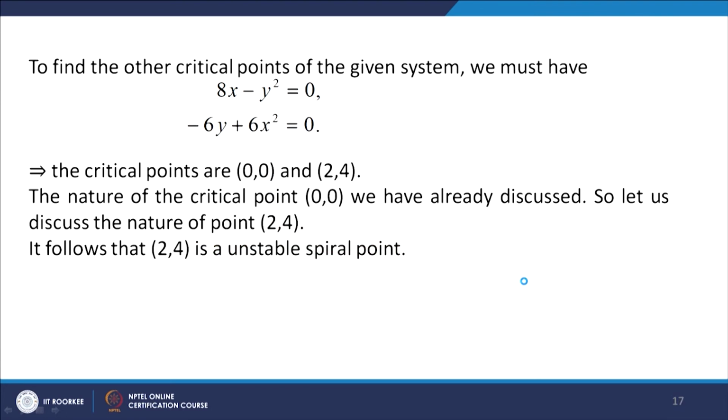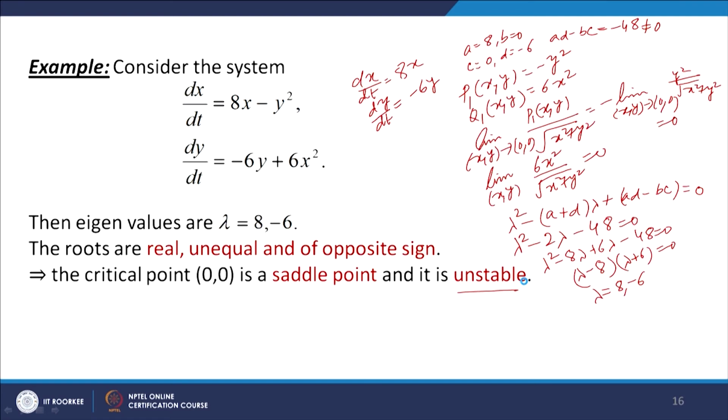Now, let us find another real critical point of this system. We have seen dx/dt equal to 8x minus y square, dy/dt equal to minus 6y plus 6x square. So, we have only considered the real critical point (0, 0), but it has other real critical points also. Let us find those other real critical points and see what the nature of the critical point there is.